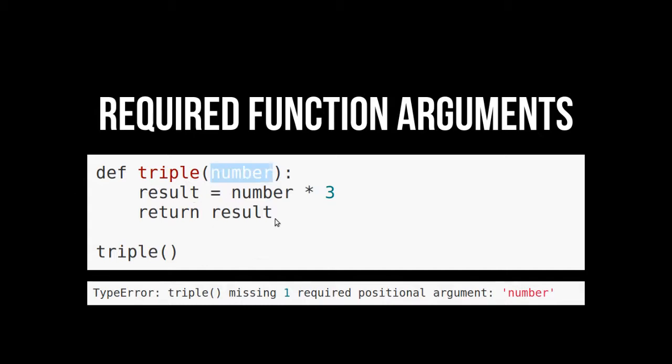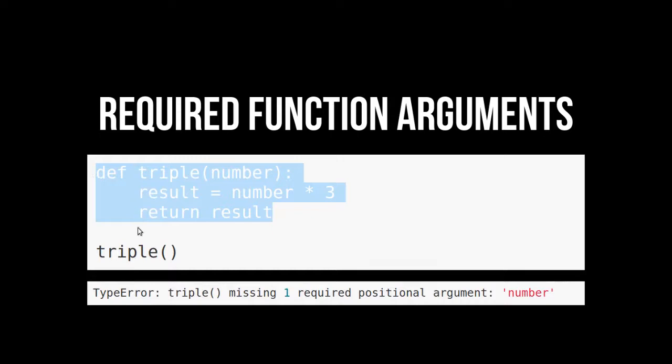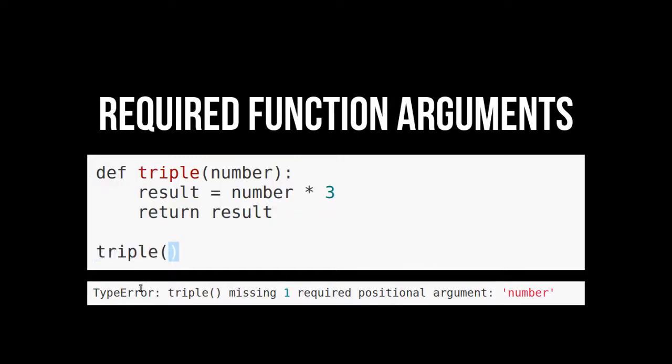When we've done it like this, the argument, this number, is required. So if we have that same exact function, and then we call that function with no arguments, it's going to fail because it needs that argument.